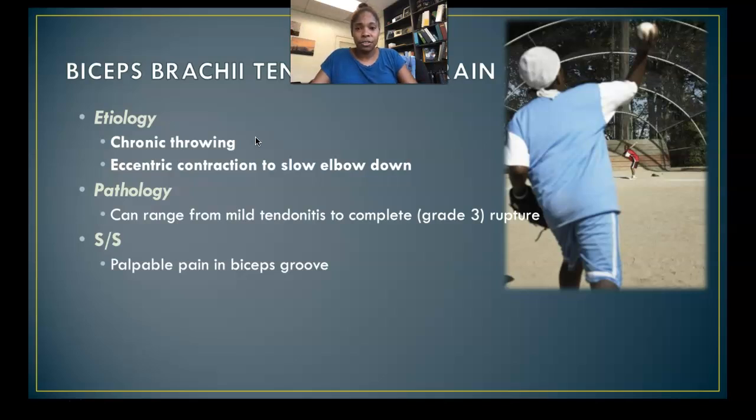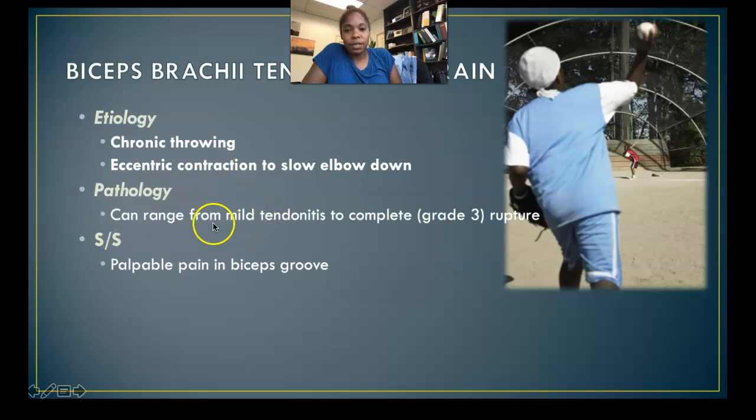Most often the etiology is chronic, repetitive throwing, and it's the eccentric contraction when we slow down the elbow. So it's not the acceleration phase, it's the deceleration phase that does it. It's that eccentric contraction of the elbow that will cause the straining or the tendonitis.